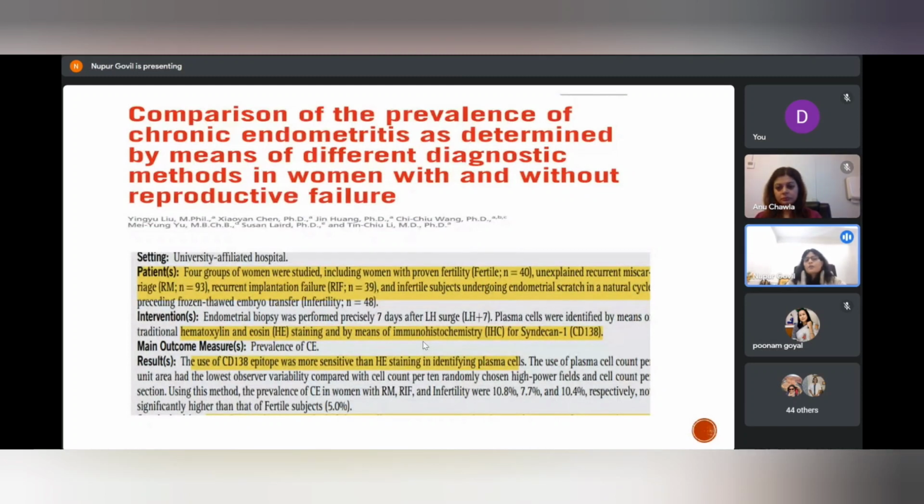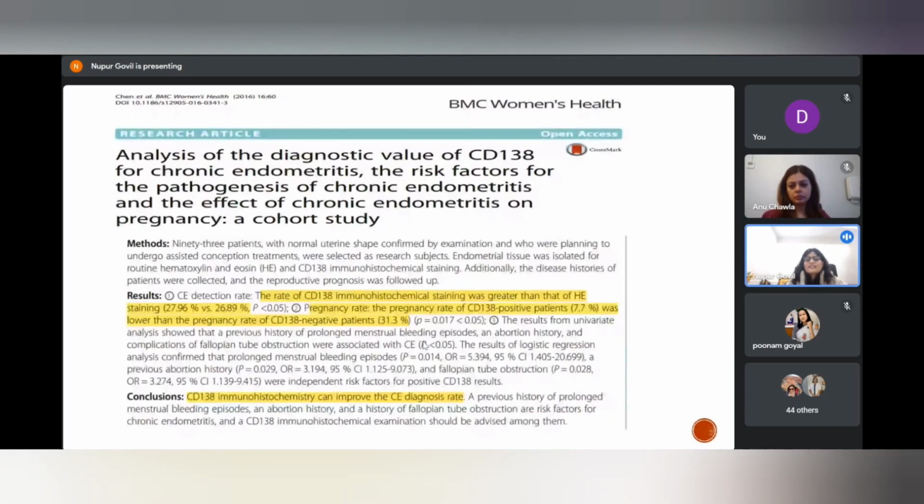For this marker, we normally depend upon hysteroscopy findings: micropolyps, presence of plasma cells, strawberry endometrium. Many times when we take the biopsy expecting that we will get some plasma cells, we don't usually get plasma cell positivity. So in those patients, if we send the biopsy for immunohistochemistry for CD138, it was found to be more sensitive than hematoxylin eosin staining to identify the plasma cells. So CD138 is a new marker, and we should use it more and more rather than depending upon histopathology alone.